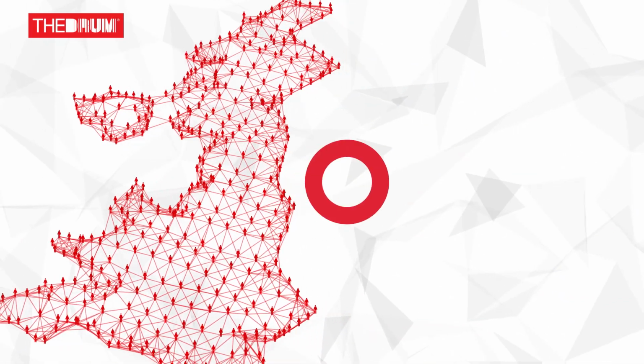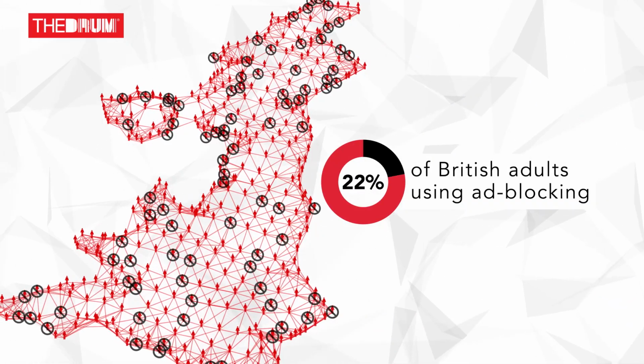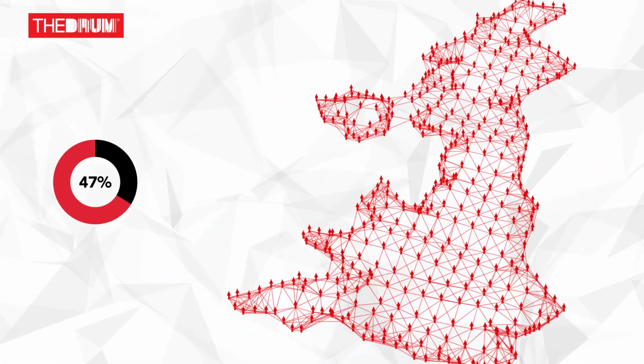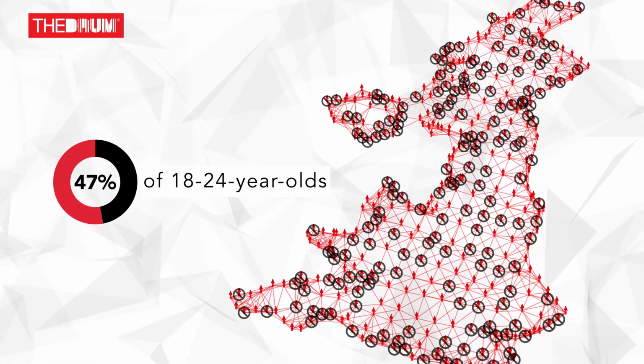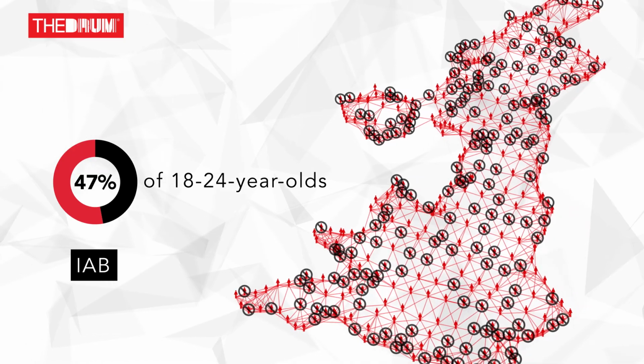According to the IAB, 22% of British adults are now using ad blocking software. And this number rises to a staggering 47% of 18 to 24-year-olds. These numbers are only going to increase. So it's no wonder the huge international brands are leaning more and more heavily on content marketing to reach their audience. Adidas have started their own content creation arm called Newsroom, which leverages all of the relationships they have with international superstars like Rory McIlroy, Lionel Messi and Kanye West.